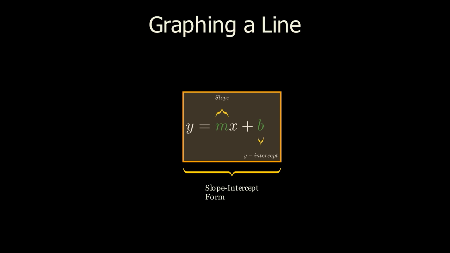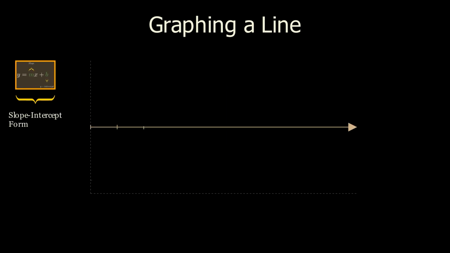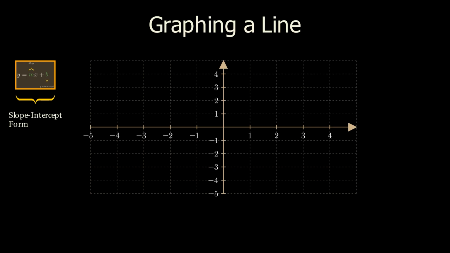We have already discussed what a y-intercept is in our previous video. It is the point where the line crosses the y-axis. Let's see what the slope of a line means. The slope of a line measures how steep the line is. The slope increases as the steepness of the line increases, and the slope decreases as the steepness of the line decreases.